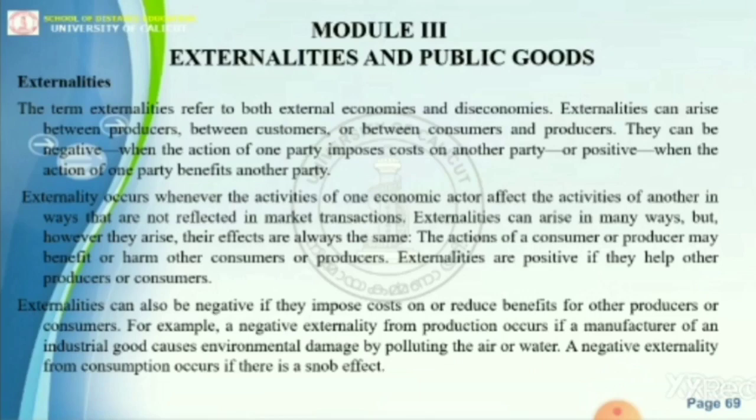So an externality occurs whenever the activities of one economic actor affect the activities of another in a way that is not reflected in market transactions. Externalities can arise in many ways, but however they arise, their effects are always the same. The actions of a consumer or producer may benefit or harm other consumers or producers. Externalities are positive if they help other producers or consumers. So in common language, externality simply means one person's actions can hinder another person's actions. That is a negative externality, right?